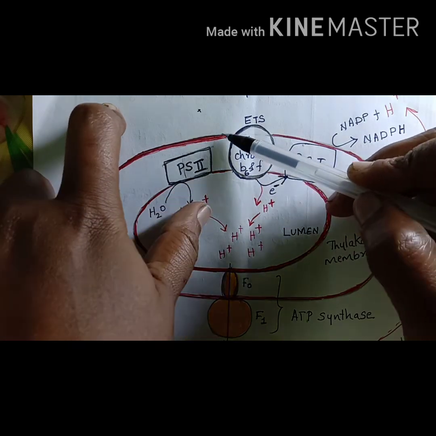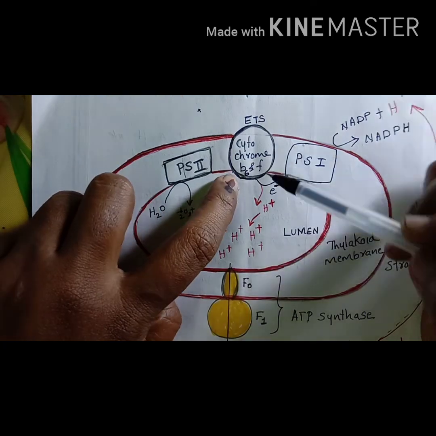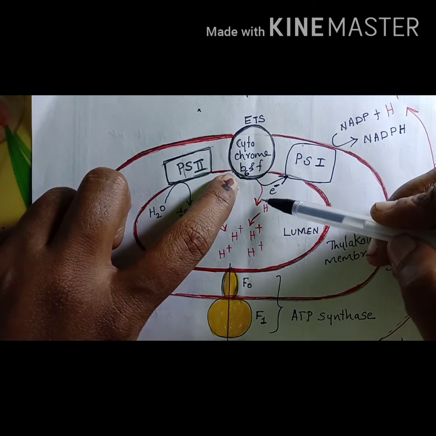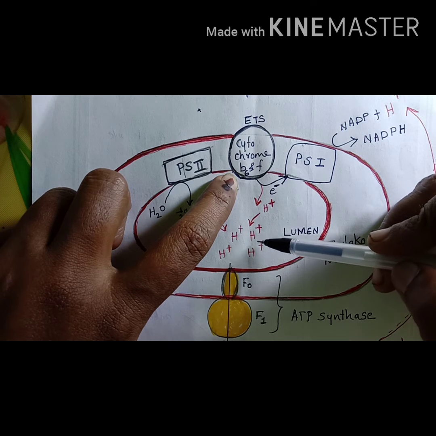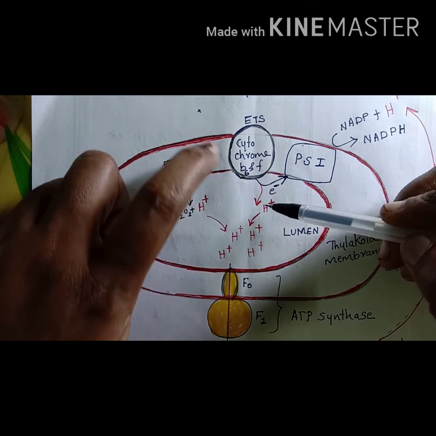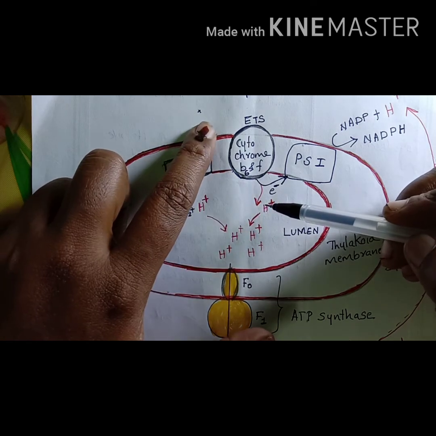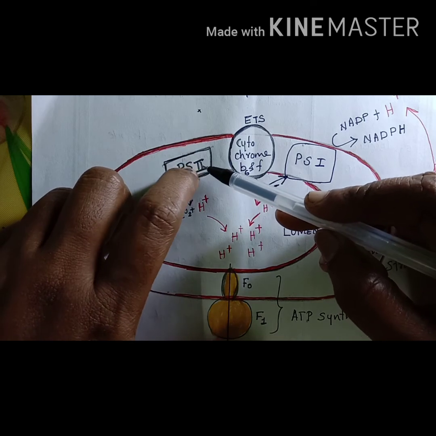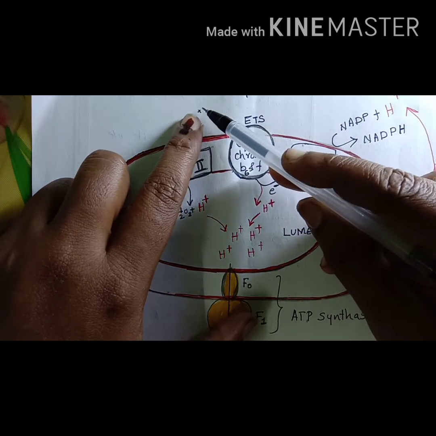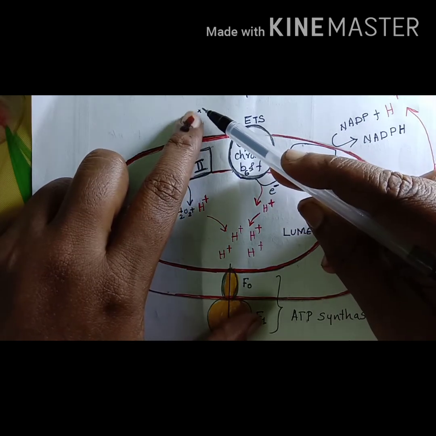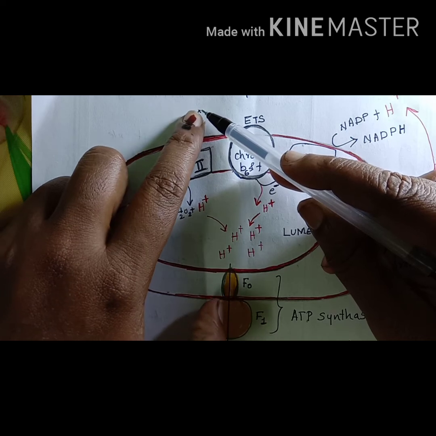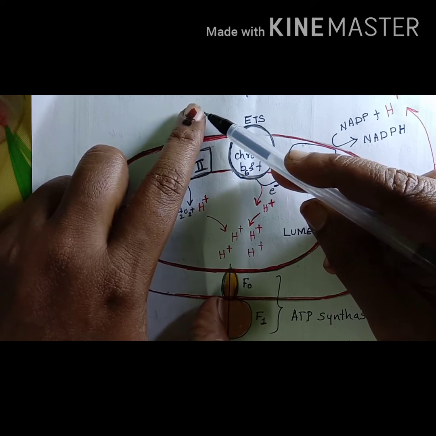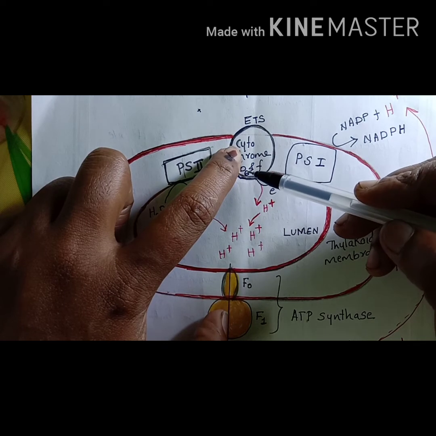So when this electron transport system carries over the electron to this PS1, at the same time the proton is released inside the lumen. And this proton is coming from where? From this stroma portion. So when the PS2 excites the electron, it is accepted by an electron acceptor which is located on the stroma portion. And from the electron acceptor, the electron will enter into the electron transport system.